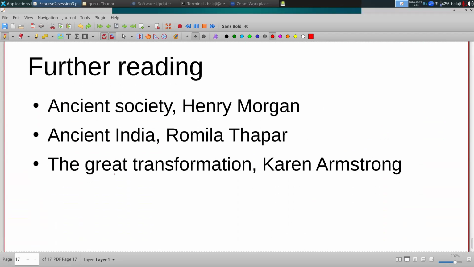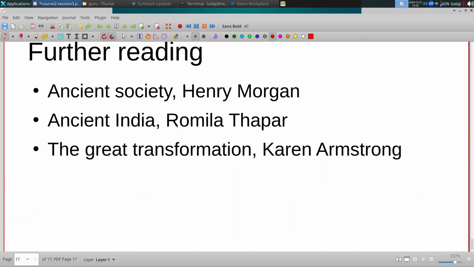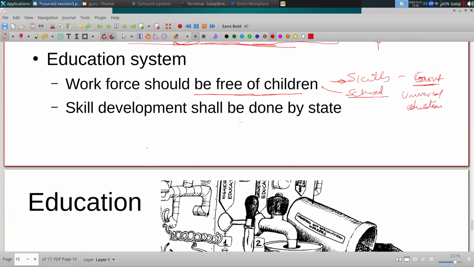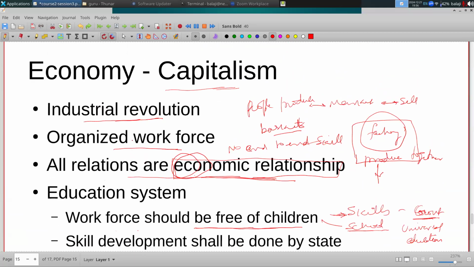I used the following books: Ancient Society by Henry Morgan. This one gives us a good understanding of the family and social setup. And Romila Thapar's Ancient India is an excellent introduction on how the Indian setup evolved. And then The Great Transformation by Karen Armstrong. This is another beautiful explanation of religion. It's almost like a thriller you can read, how these people found out various religious ideas and how that evolved. This book itself can be a separate session actually. So these are the books that I used for this session. It's a very, very high level overview of these various things. Each can be a separate course itself, of course.